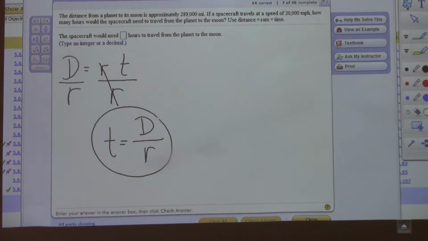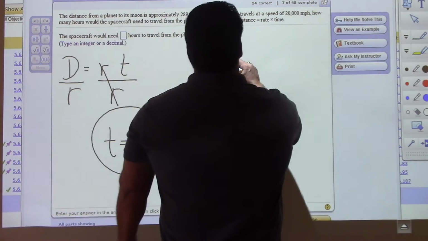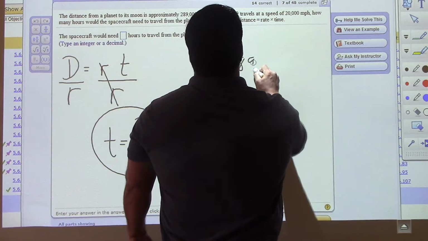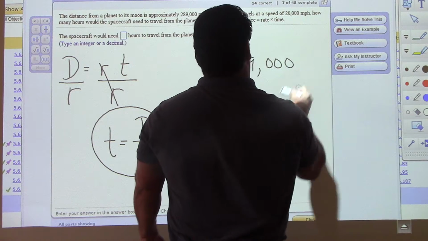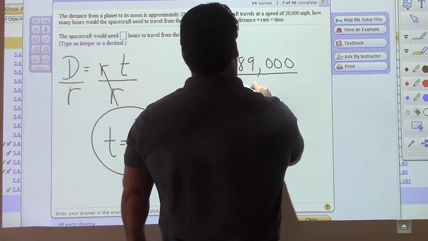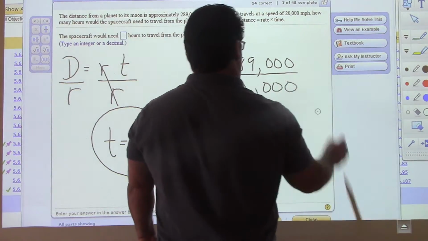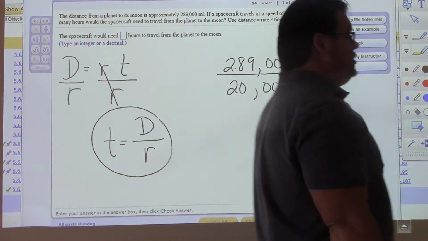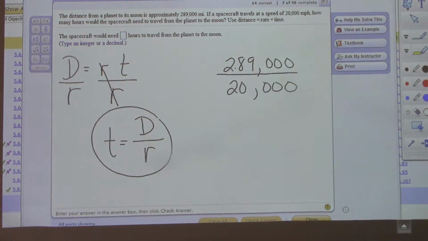So now all you have to do is find the distance and divide it by the speed. So let's do that. Distance, 289,000 divided by 20,000. All right, go ahead and do that. And no, you do not need a calculator, because anybody in here should be able to divide 2 into any number. So you should not be using a calculator on this one.